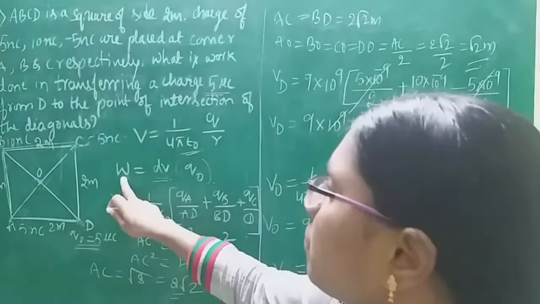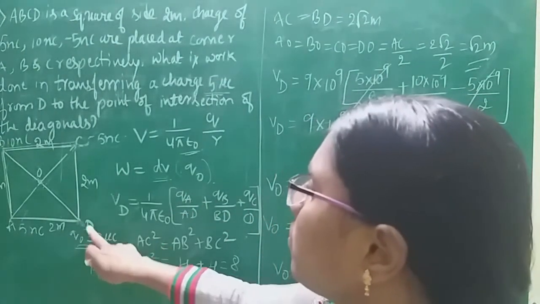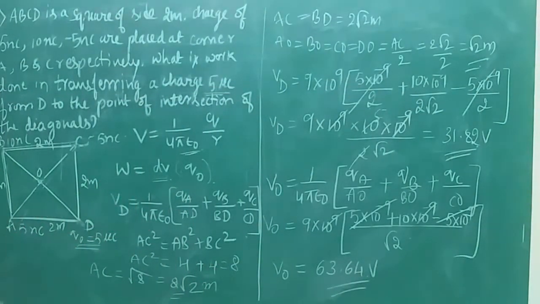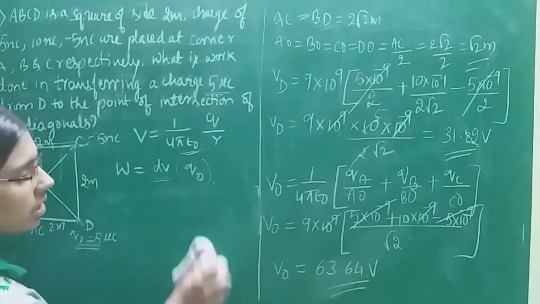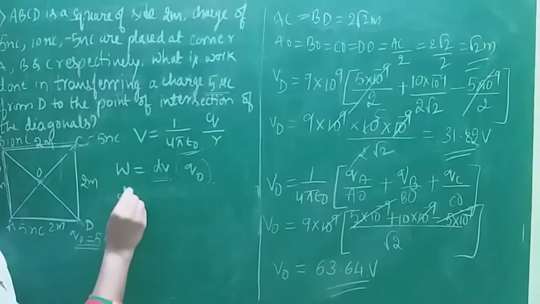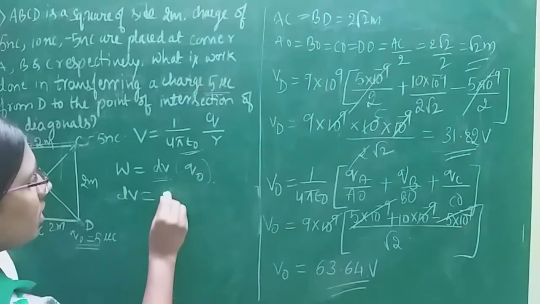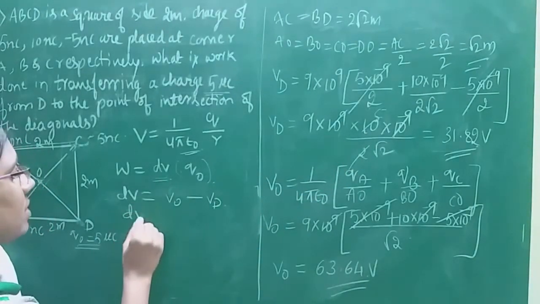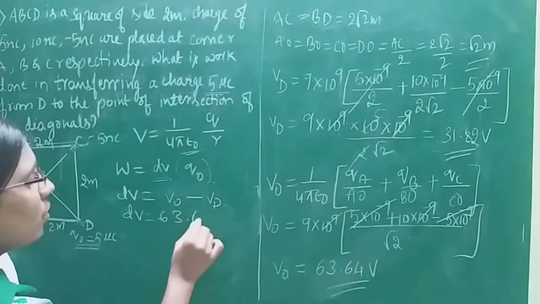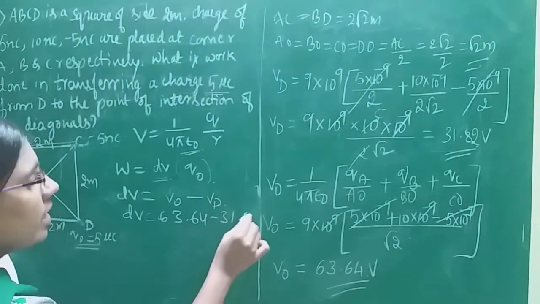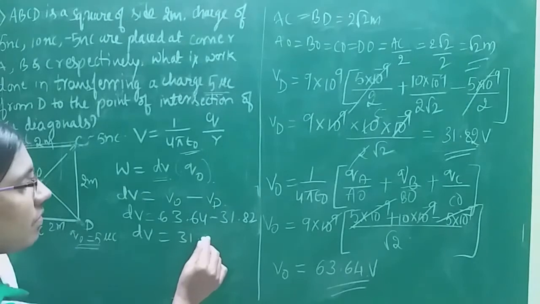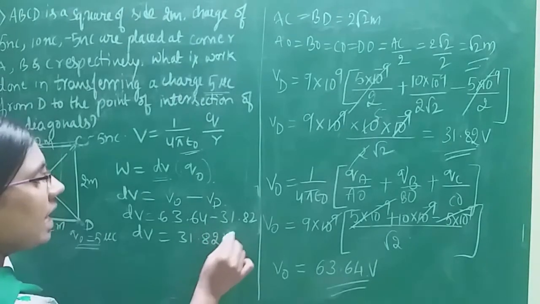Now we need to calculate the work done to move the charge 5 microcoulomb from D to O. So for that we have the formula. Now calculate the potential difference dV. dV is equal to V naught minus VD. So V naught minus VD is 63.64 minus 31.82, which gives you 31.82 volt.